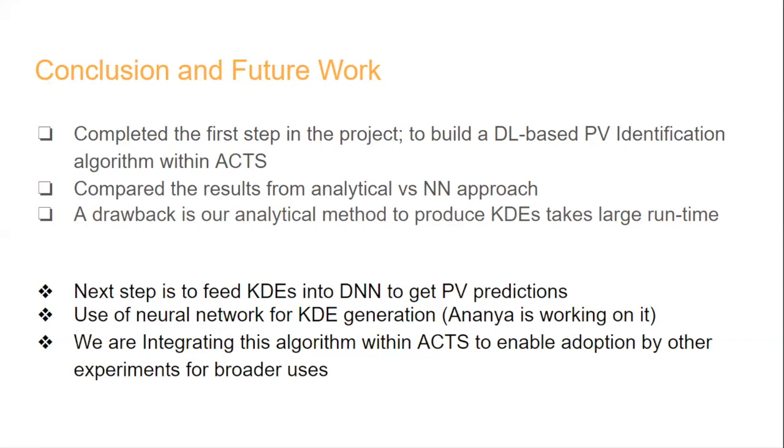As a reminder, our project is to build a deep learning-based primary vertex identification algorithm within ACTS. We have compared the results from our analytical approach and our neural network approach. A drawback in our analytical method is that producing these KDEs takes a really large runtime. And so our next step is to feed KDEs into the DNN to get PV predictions, and to use a neural network for KDE generation in order to save time. Ananya is already working on it.